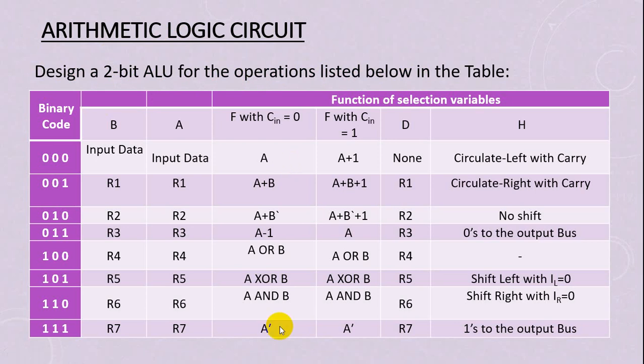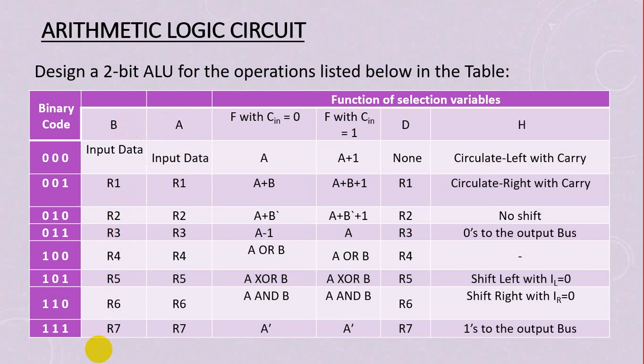Now let's summarize all the concepts in a complete problem form. What is the problem? Design a 2-bit ALU for the operation listed below in the table. Look at over here. Register R1 holds the variable B. This is word A, word B, and these are the 7 registers that can hold A and B, register R1 to register R7.